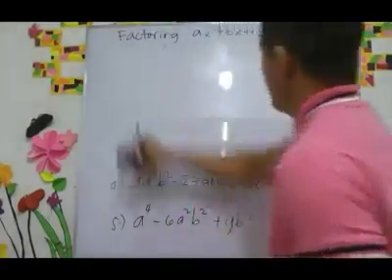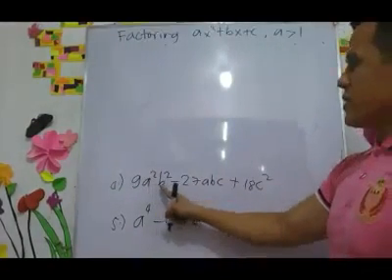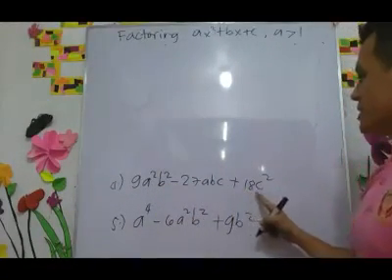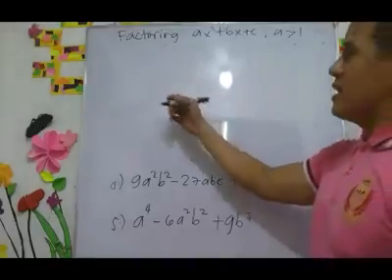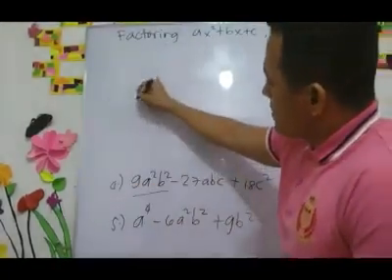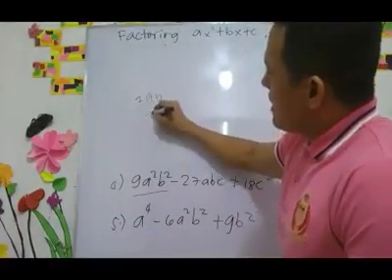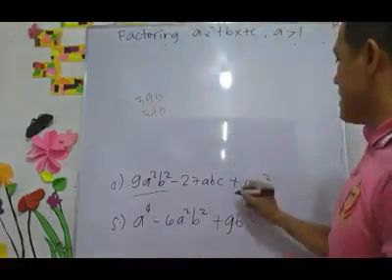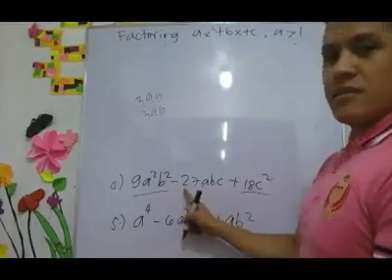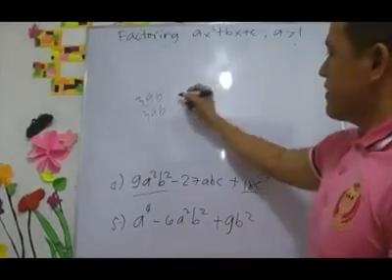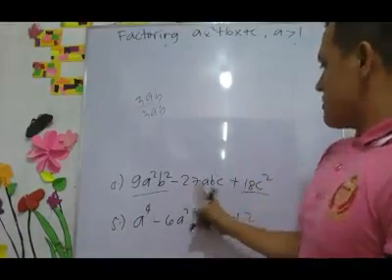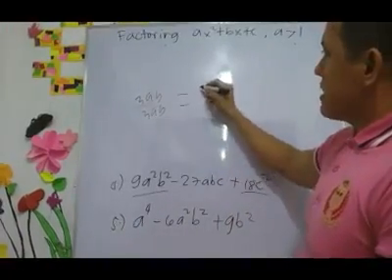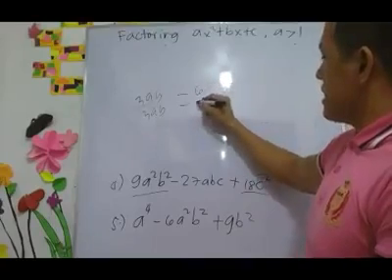Next one, we have 9a squared b squared minus 27abc plus 18c squared. The same as number 3, we can have this one as 3ab, and then 3ab. Okay, trial and error again, and since this one is negative, that means both of them must be negative. So this one is 6c and then 3c.